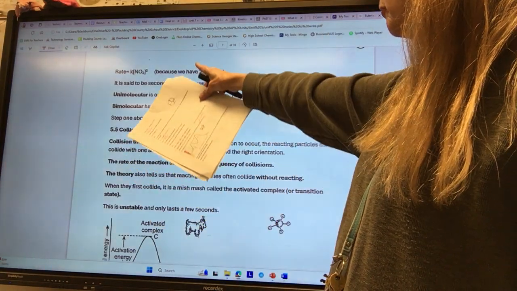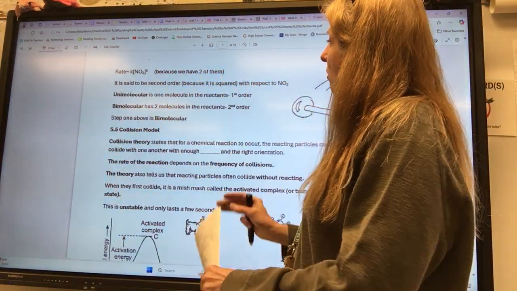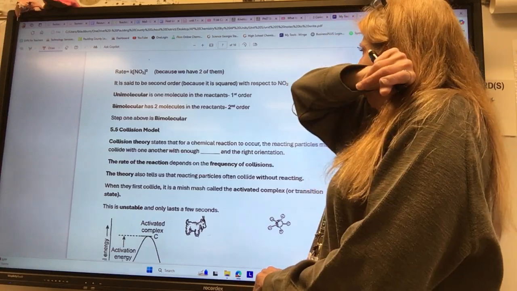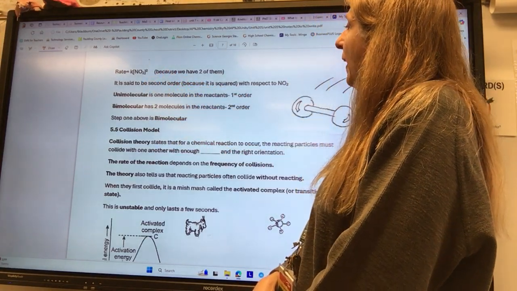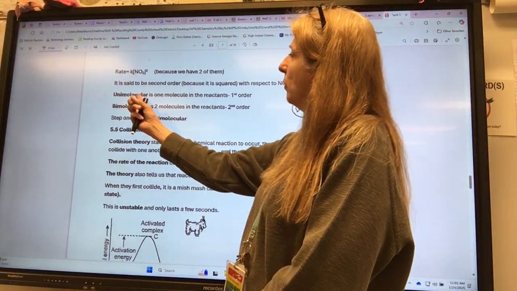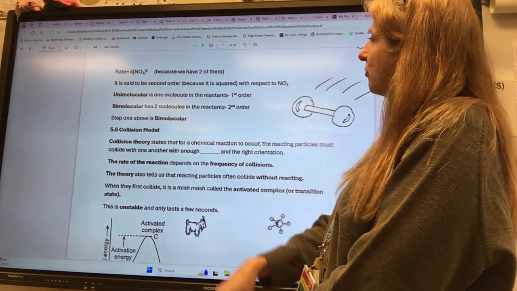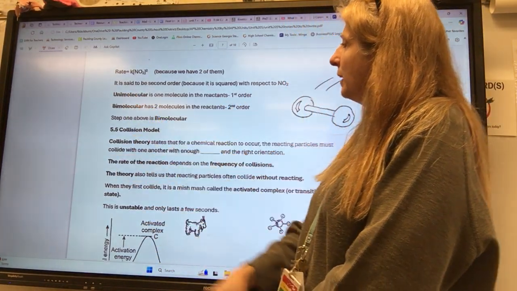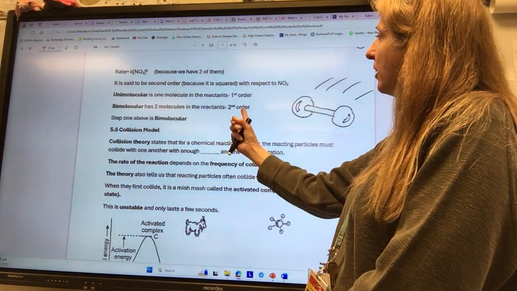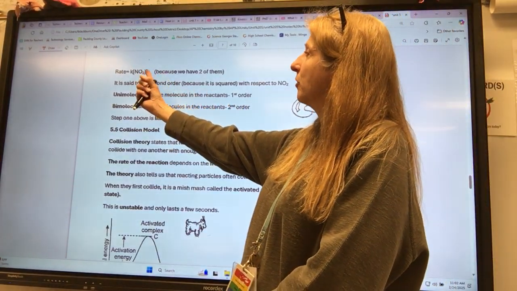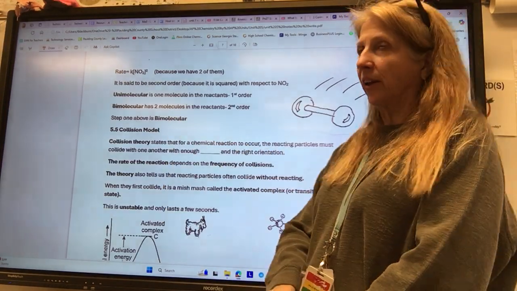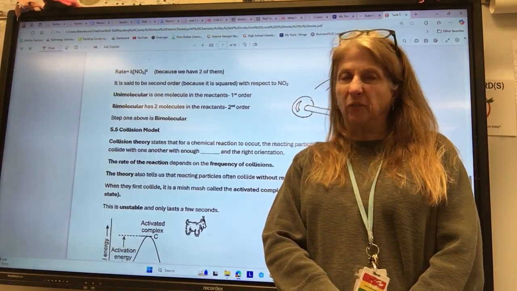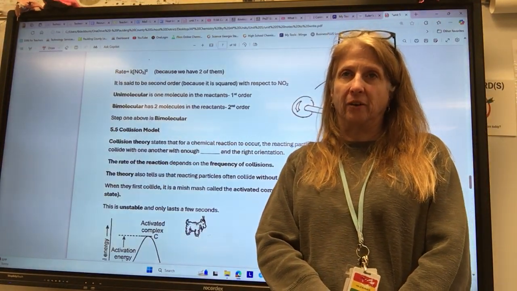And we had 2 of those, so we put a 2. So overall, it's second order with respect to NO2. Now sometimes if you only have one molecule, it's going to be first order. If it's bimolecular, it has 2 molecules, so it's second order. We had 2 molecules because of that 2. It was bimolecular and it was second order. So that's just vocabulary. Everybody understand that okay?